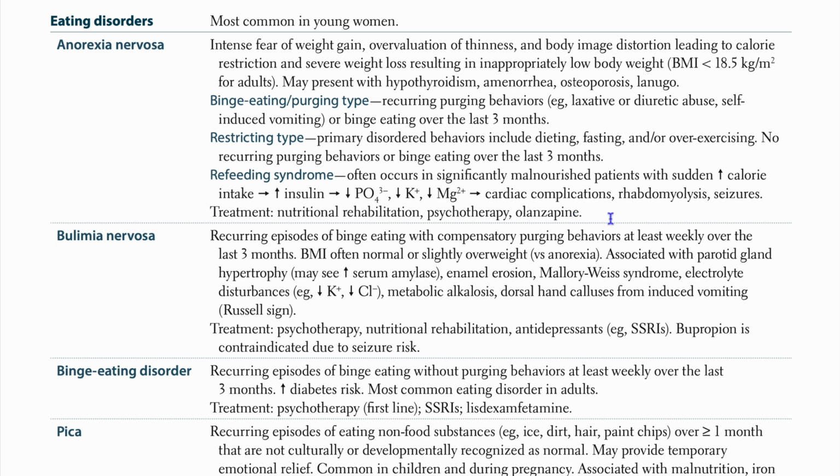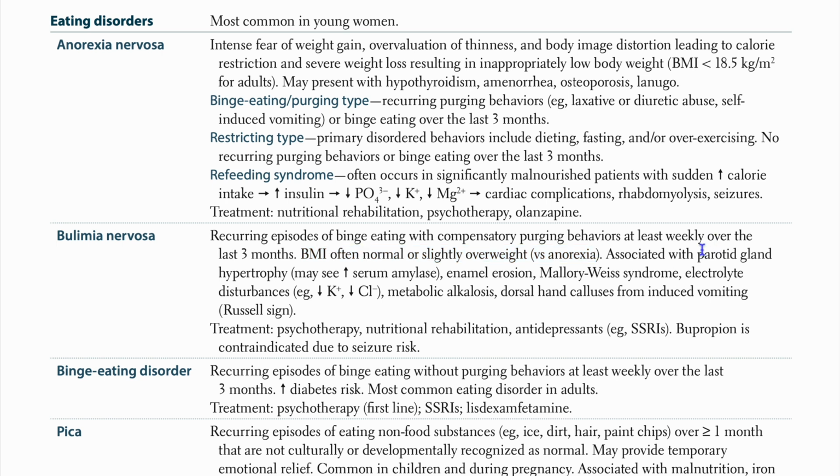Then we have bulimia nervosa. For these, BMI won't be lower than 18.5. Bulimia nervosa is recurring episodes of binge eating with compensatory purging behavior, at least weekly over the last 3 months. BMI is often normal or slightly overweight versus anorexia. So that's how you differentiate between the two.